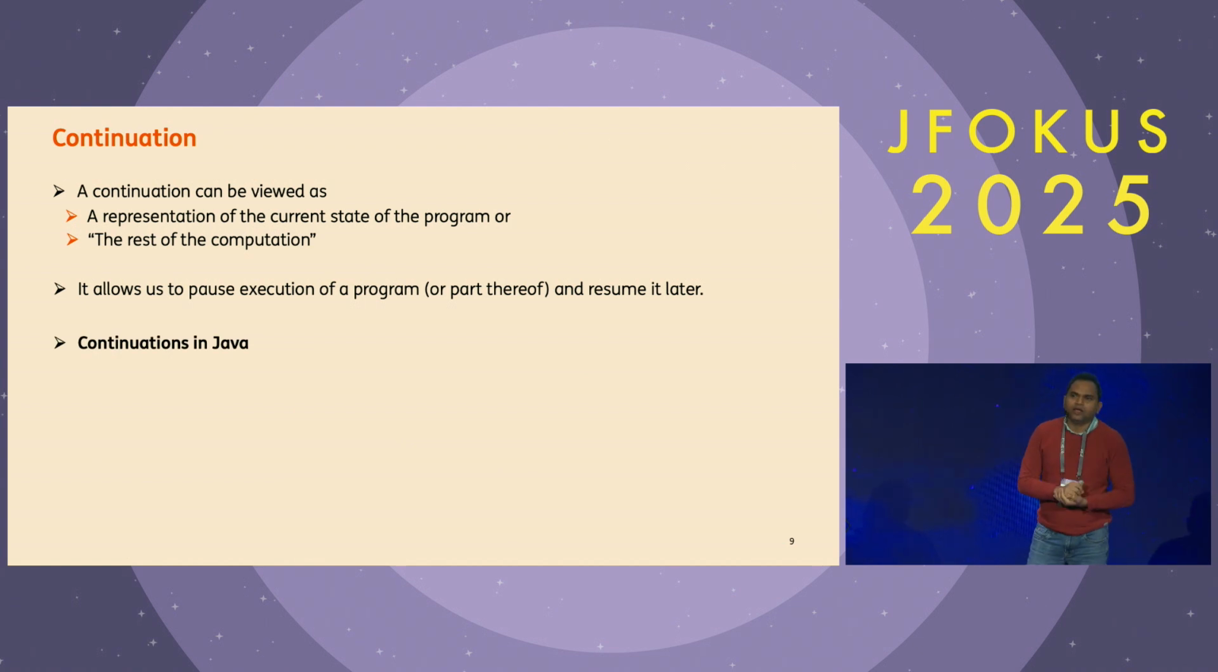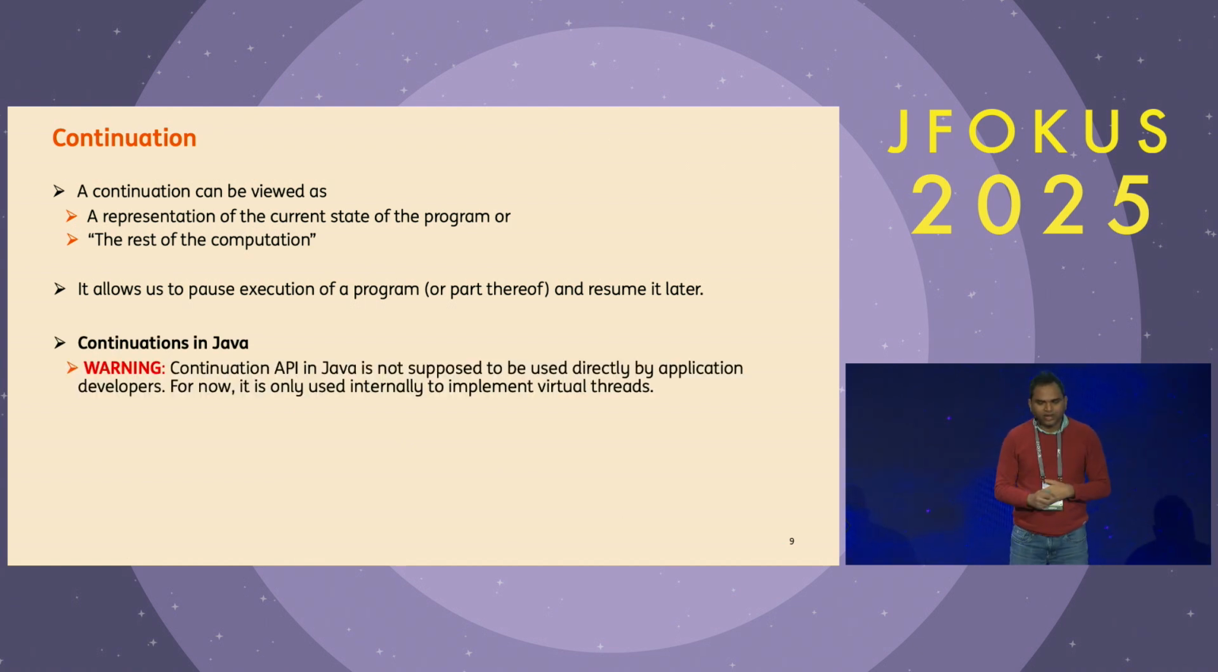But before we do that, I want to highlight that the continuation API in Java is not supposed to be used by application developers directly. Right now, it is only used internally, and only to create virtual threads. But then you might ask, why are we discussing it? Well, 3 reasons. One is that understanding continuations would give us good insights into the behavior of virtual threads. It would help us understand how mounting and unmounting happens, basically what is driving the high scalability characteristics of virtual threads. And thirdly, because it is fun. So let's go ahead and see some examples with continuations in Java.